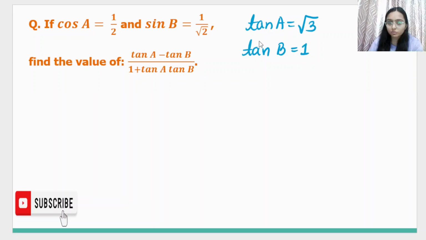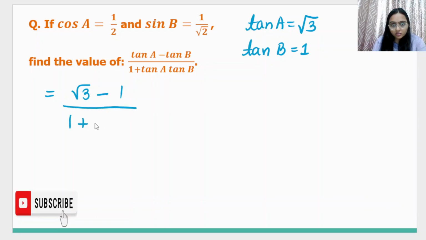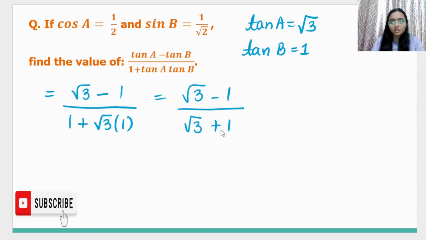Now we will be using these two values to find the value of the given expression. So instead of tan A we write root 3, minus tan B which is 1, the whole upon 1 plus root 3 times 1. When we simplify this, we get root 3 minus 1 the whole upon root 3 plus 1. Whenever you find any value, the denominator always has to be a rational number, right? Here it is irrational. So let's rationalize this denominator.